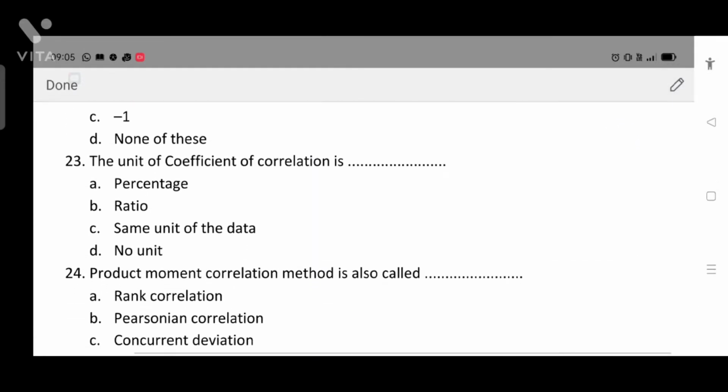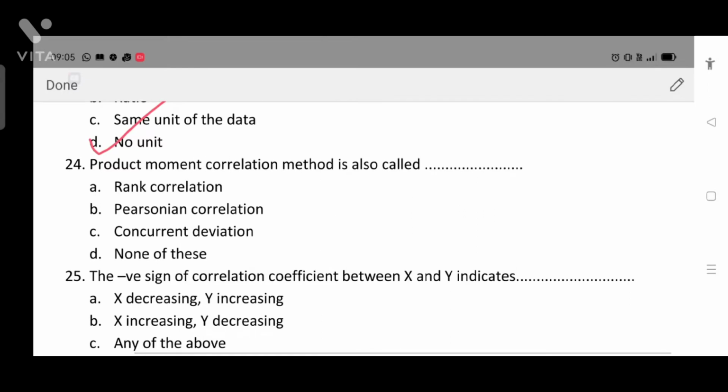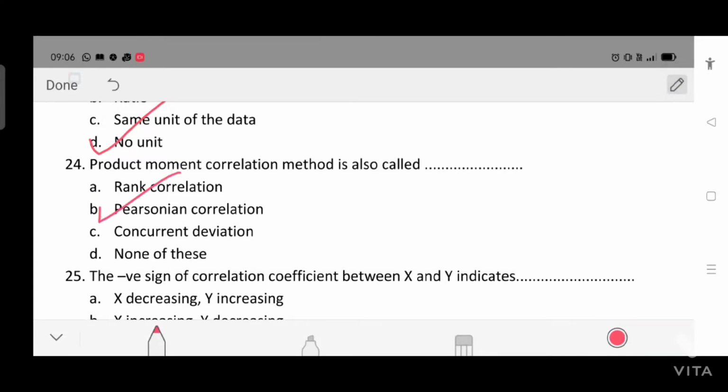Question 23. The unit of coefficient of correlation is dash. The percentage, ratio, same unit of the data, no unit. What is the answer? Answer is D. No unit. Question 24. The product moment method of correlation is also called A, B, C, D. B answer. Pearson correlation.